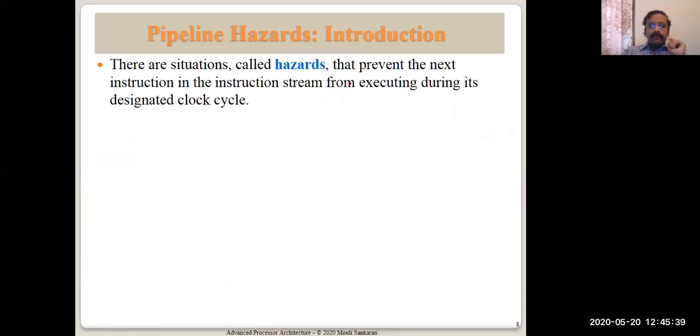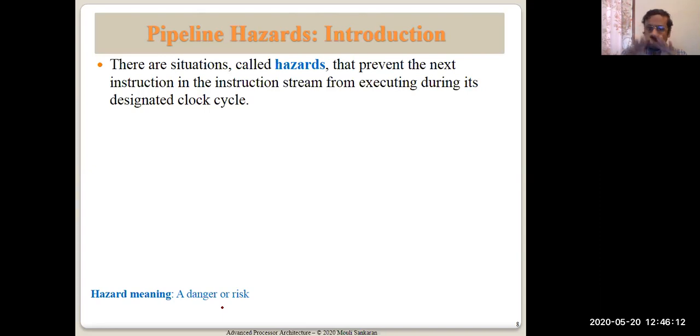Let me explain first what is a hazard. A hazard is a danger or a risk, something which should not happen, but it happens. If it happens, how do we handle it? So we are going to talk about what hazards can happen because of pipelining, what types of hazards, and how we address them through a hardware solution or a software solution.